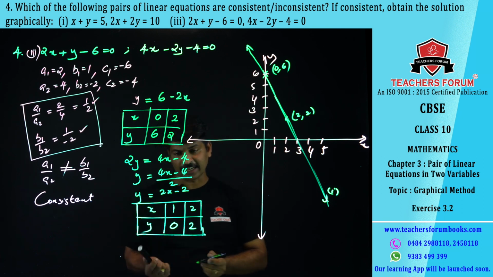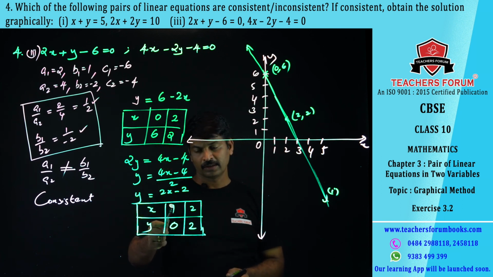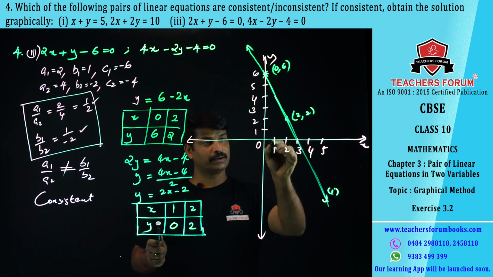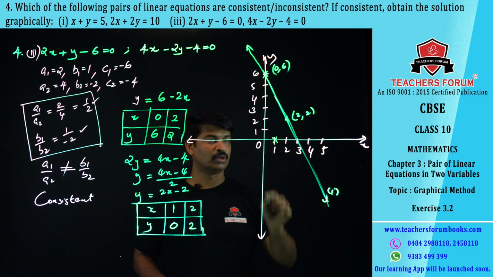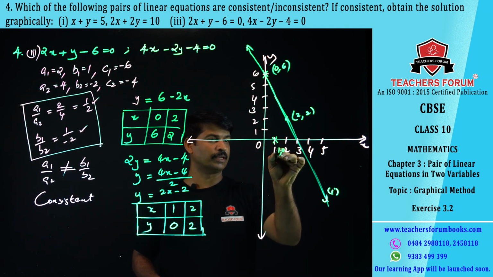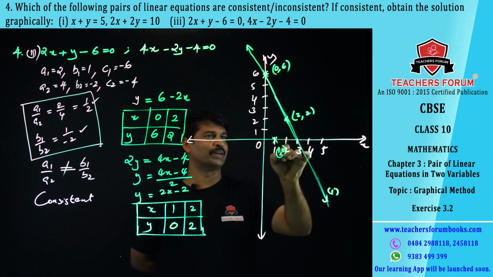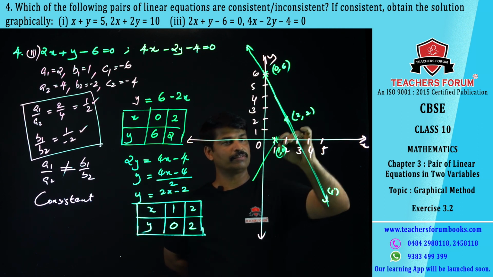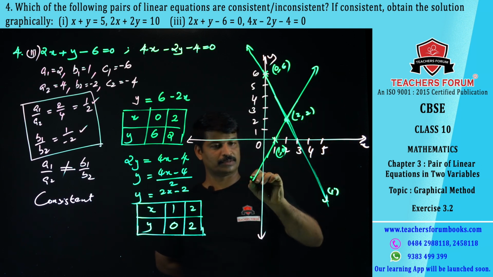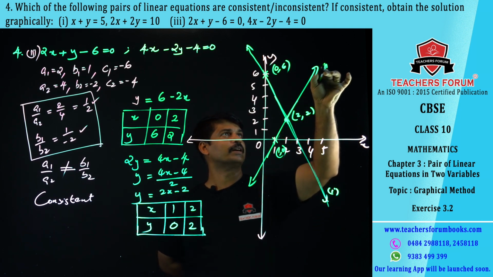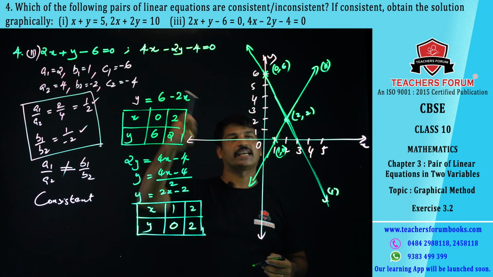Now let us draw the second one. For the second one, the coordinates are (1, 0). The x coordinate is 1 and the y coordinate is 0, so the point will be here. The second point is (2, 2) again. Now when you draw the graph, it will pass through these points. This is the graphical representation of the second equation.